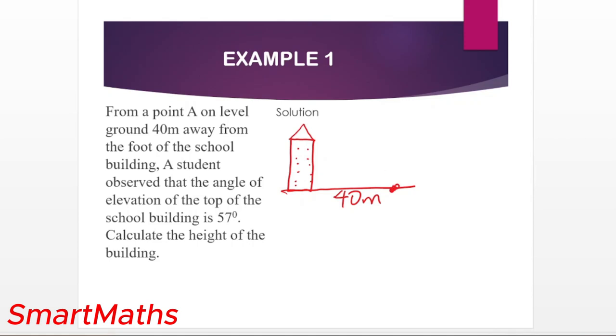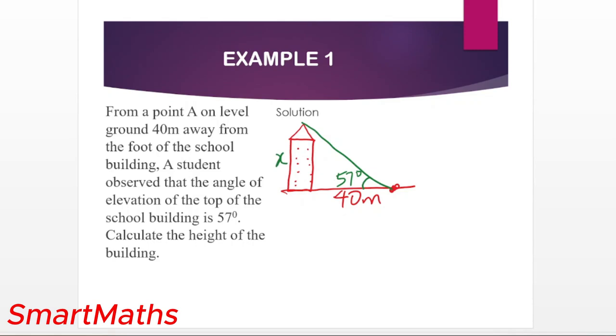Looking along this line of sight, the angle of elevation will be here, which is 57 degrees. Are you with me now? The question is: calculate the height of the building. So we are going to calculate the height of this building, which is X here.